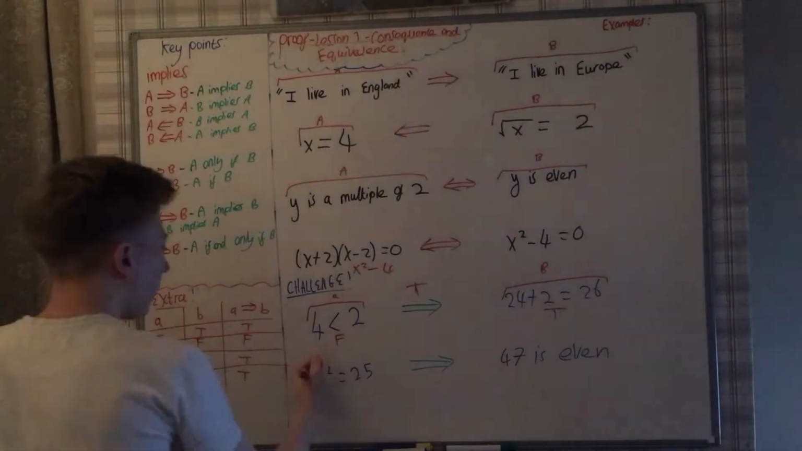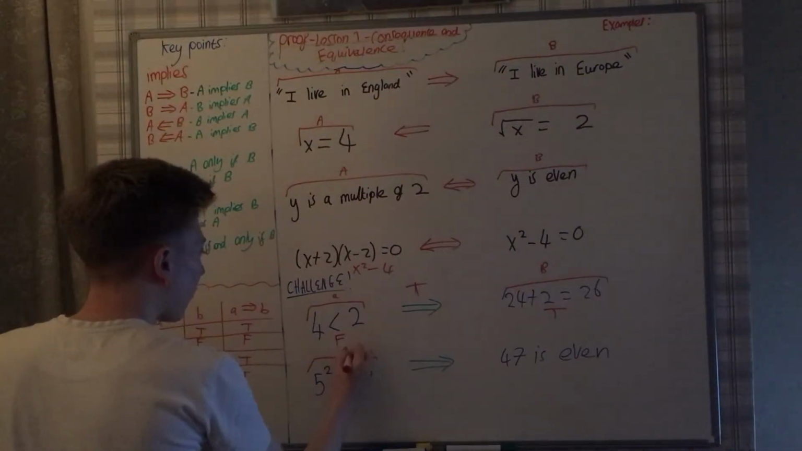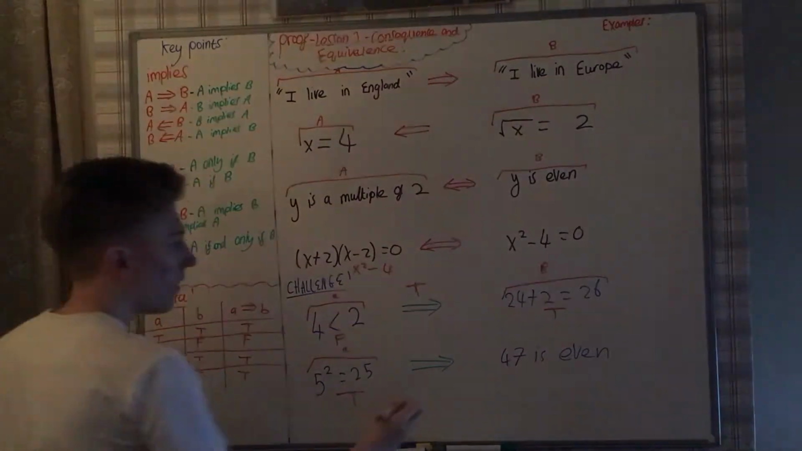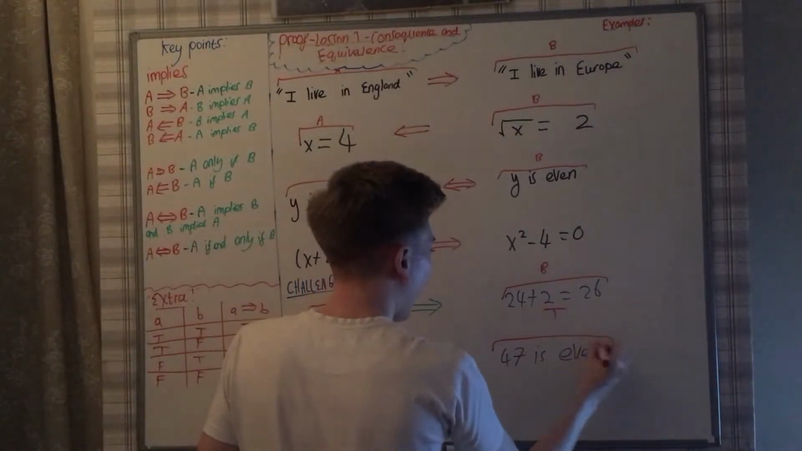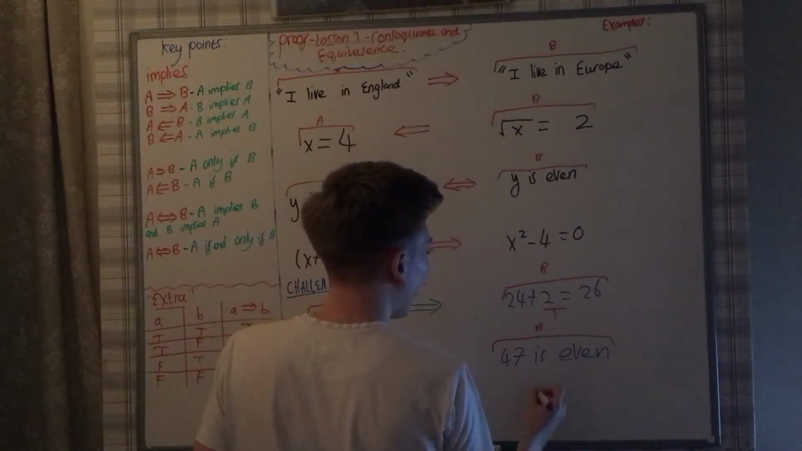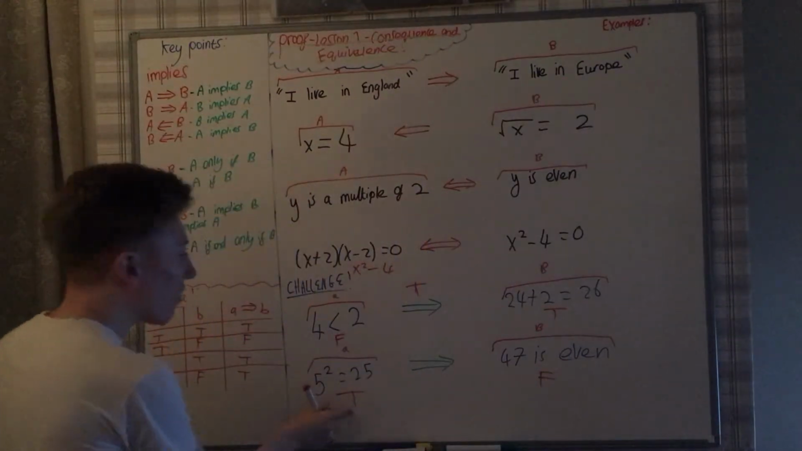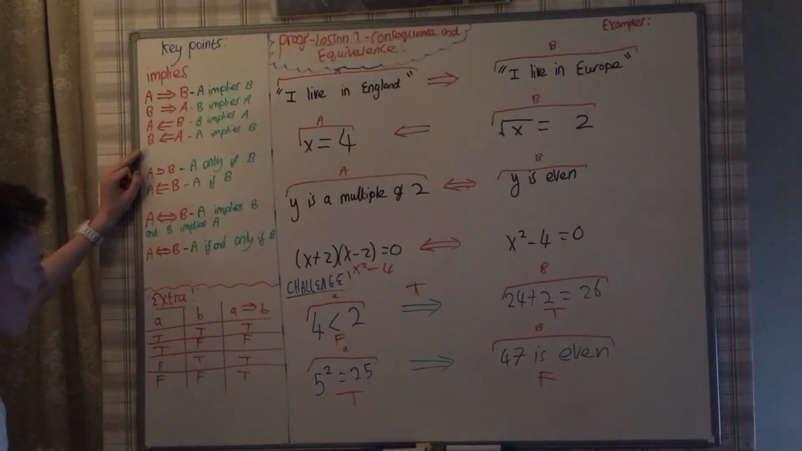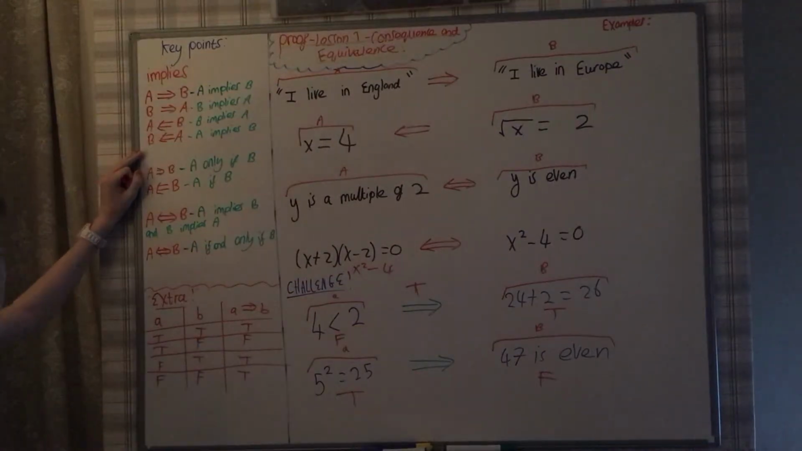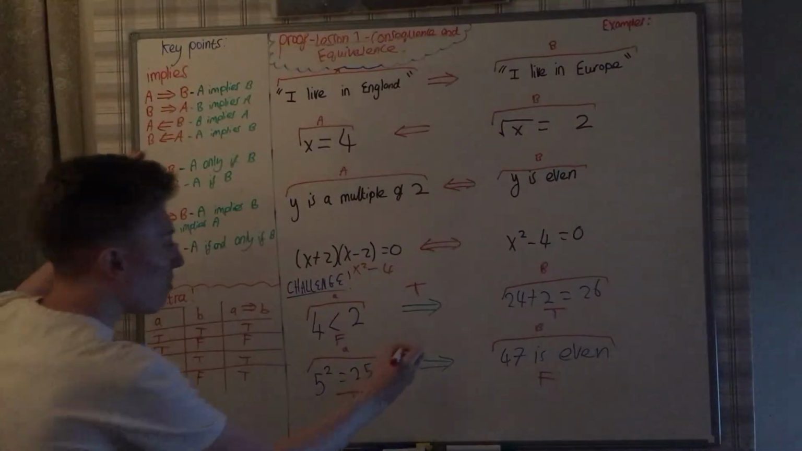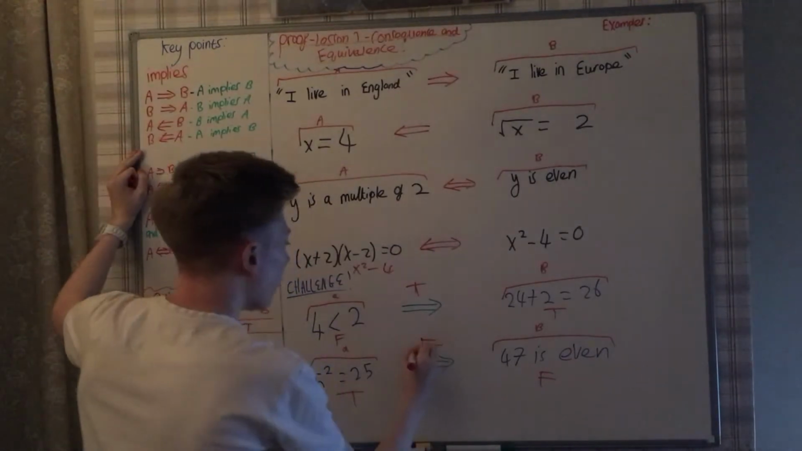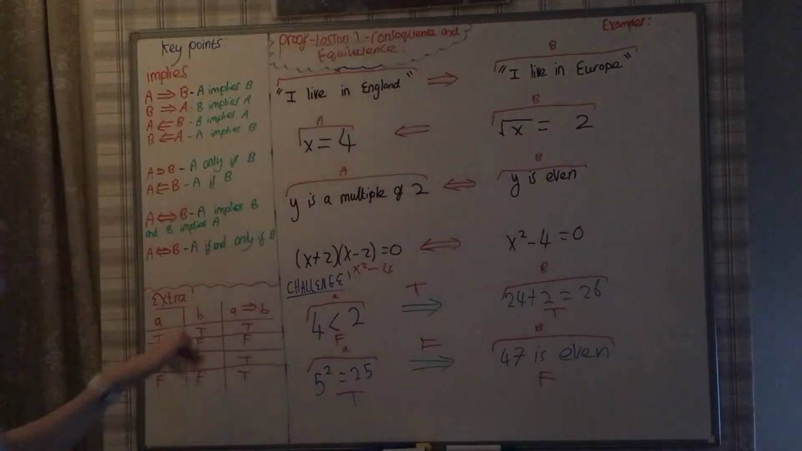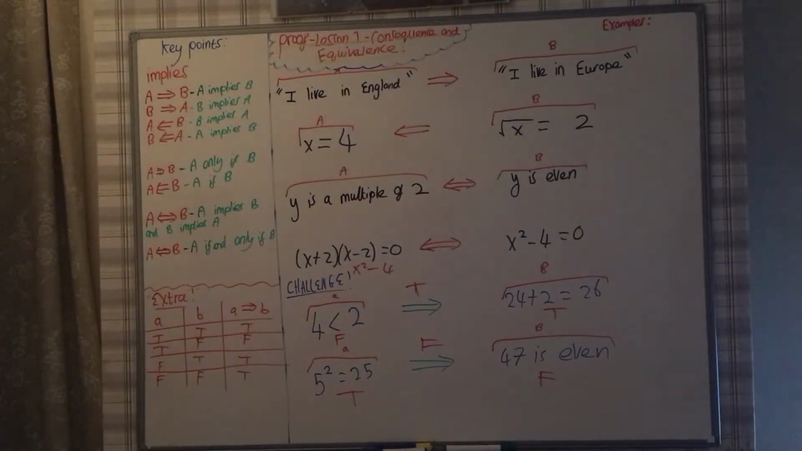Now for this one, statement A is that 5 squared is 25. Well, that's true. Statement B actually says that 47 is even, which is false. So here we have statement A is true and statement B is false. Well, if A is true and B is false, then looking at the truth table, A implies B must be false. So that's just an extension to our understanding of consequence and equivalence.